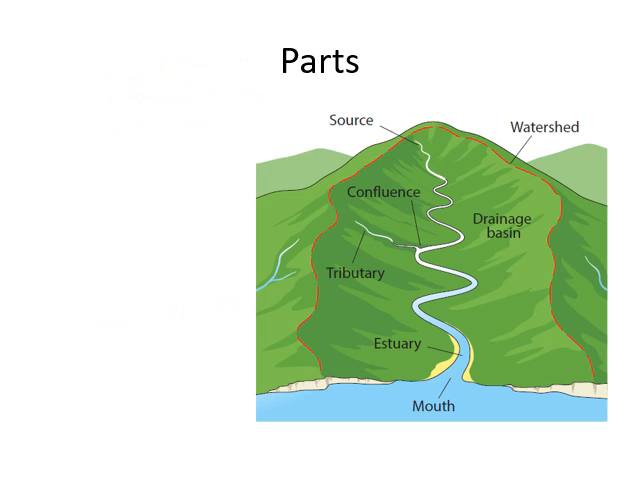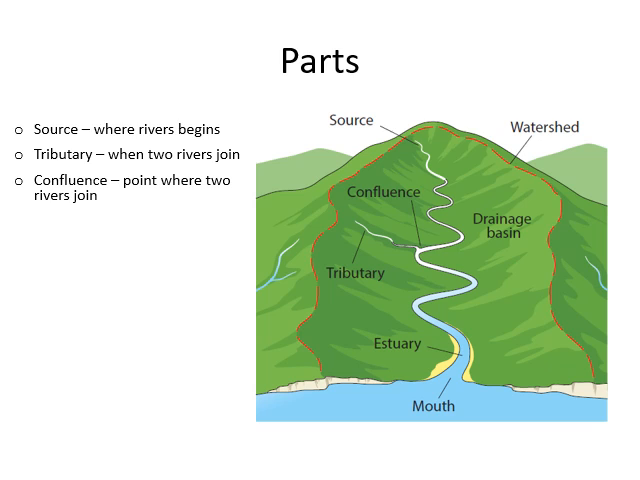So first thing you need to be aware of is the different parts we have on our river system. The first one is the source, and the source is where the river begins. Next up you have is the tributary. A tributary is a smaller river that joins a larger one. The point where a tributary and a main river meet is called the confluence.